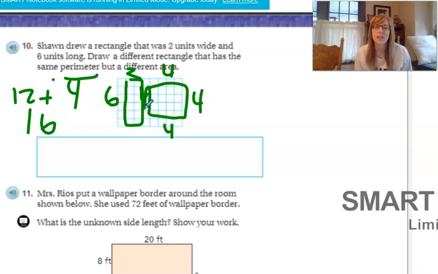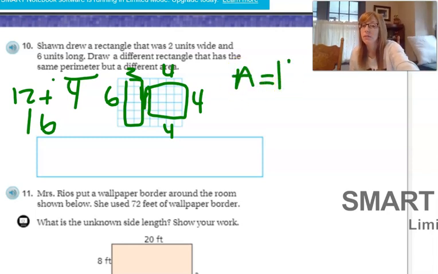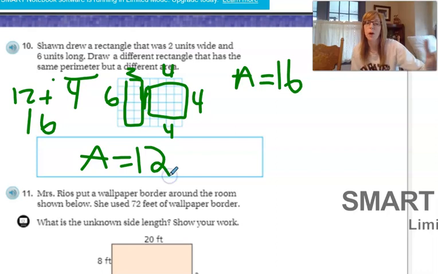A different rectangle that has the same perimeter but a different area. So think about 4 times 4, that's going to give us an area of 16. That's the same perimeter as our first one, but is it the same area? Because it has to have a different area. Well, this is 6 times 2, so that area, 6 times 2, is 12.